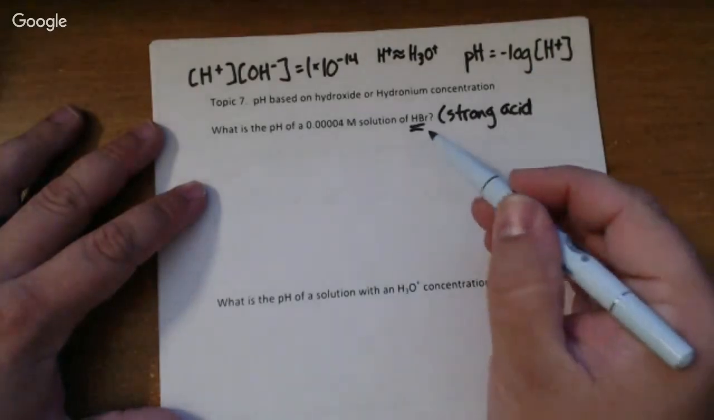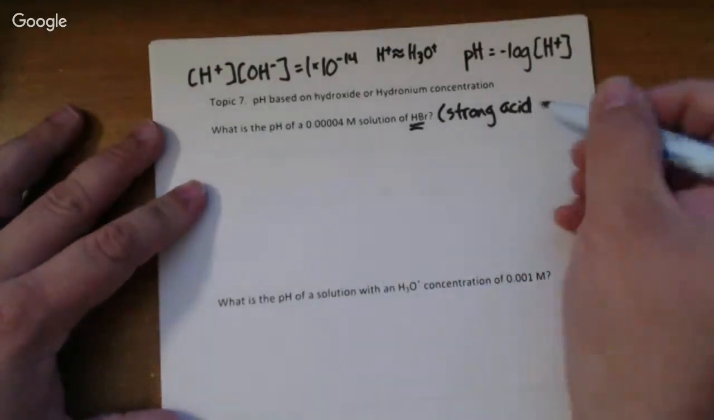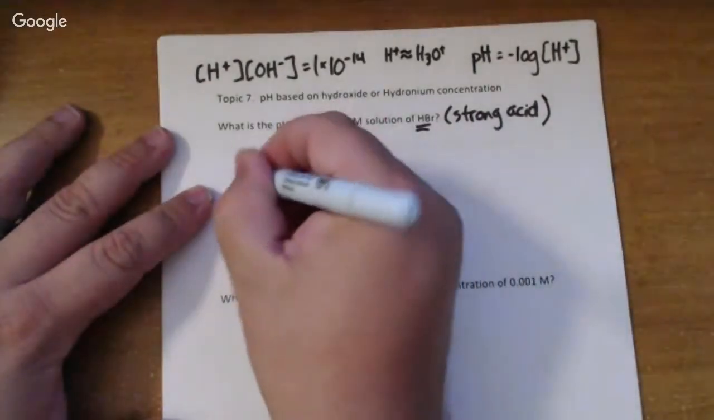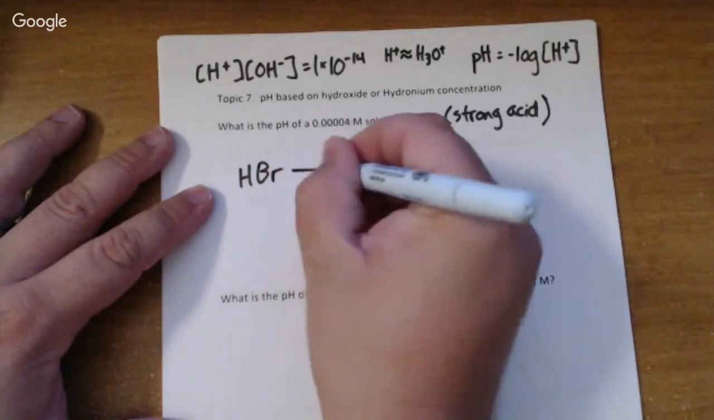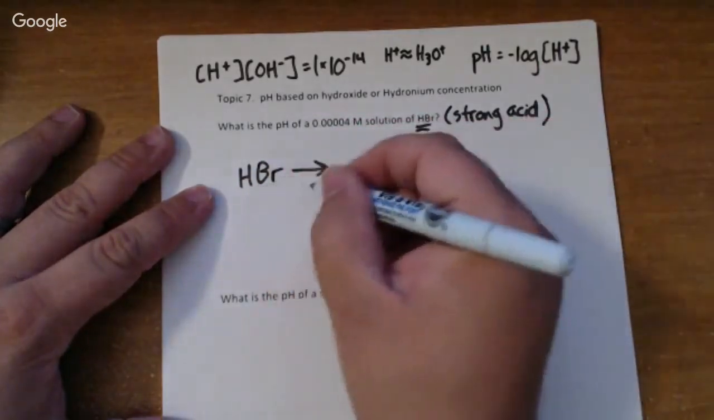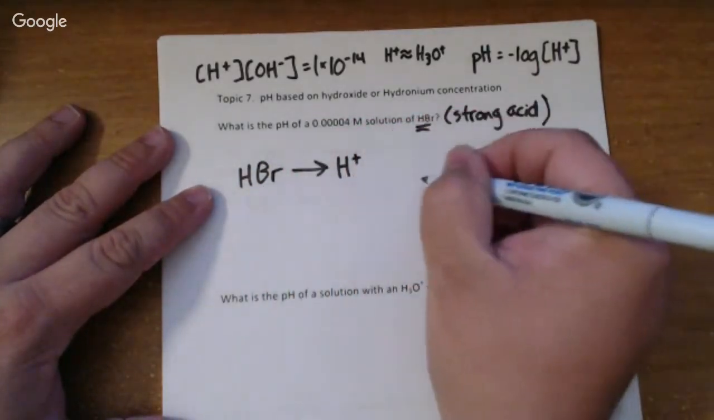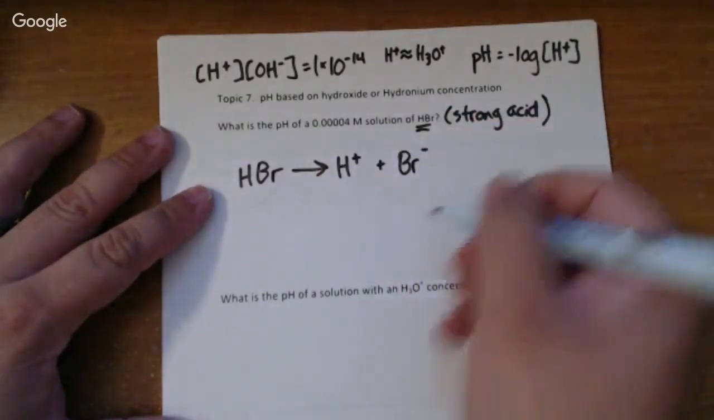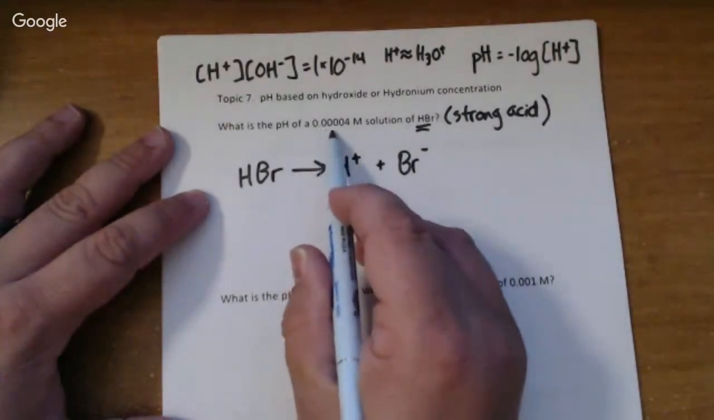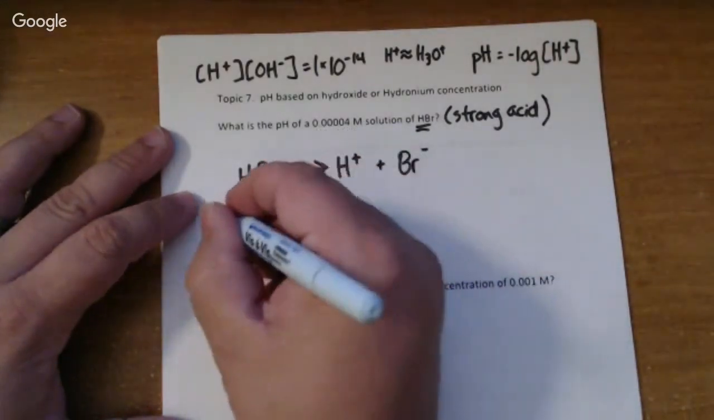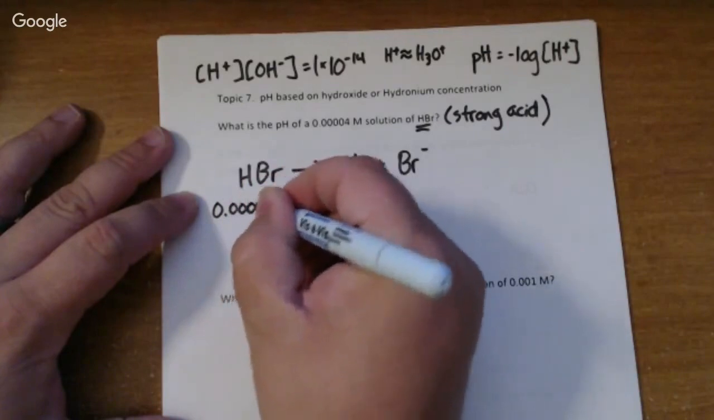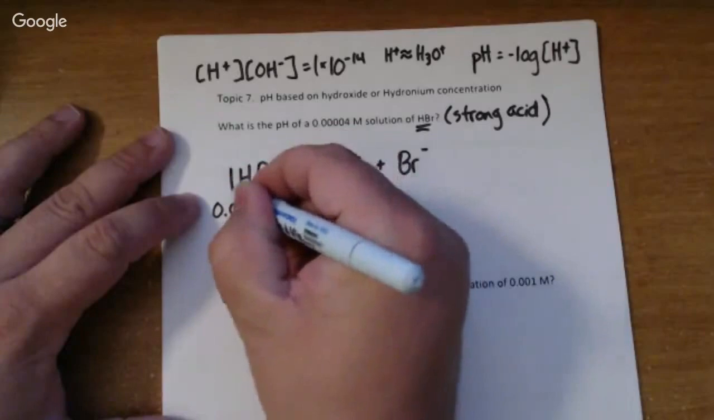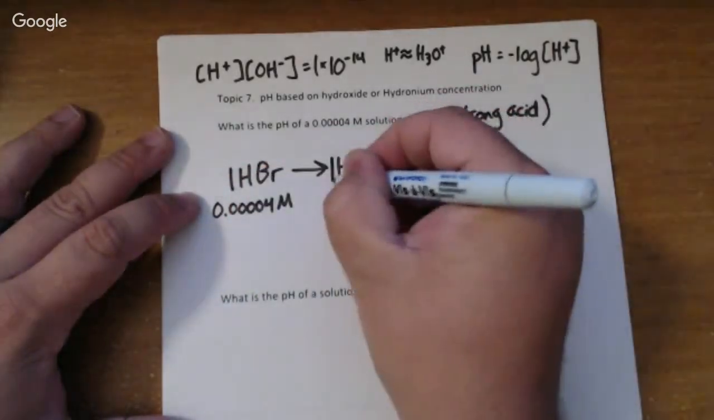Okay, so HBr is a strong acid. It's going to dissociate completely. And we said earlier in this review that the job of an acid, if we write this out, is to give away its proton. So HBr is going to give away an H plus, a proton. What's going to be left over is Br minus. And it says that I have 0.00004 molar of my HBr. For every 1 HBr, I've got 1 H plus.